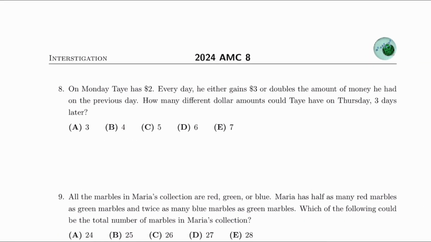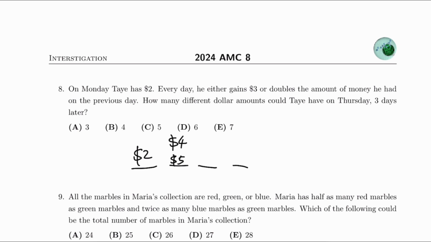Number 8 says, on Monday, Tay has $2. Every day, he either gains $3 or doubles the amount of money he had on the previous day. How many different dollar amounts could Tay have on Thursday, 3 days later? So we have on Monday $2, and every day he either gains $3 or doubles the amount of money. The first day, or I guess the Tuesday, 1 day later, we could either double and get $4 or gain $3. So that means we could have either $4 or $5.